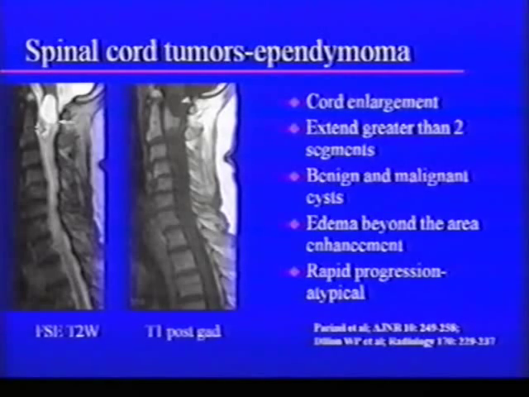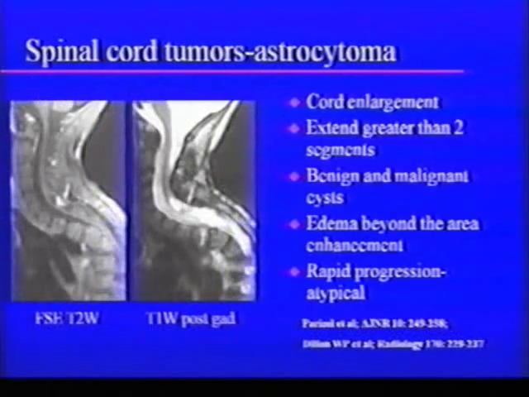Other things that you frequently see, benign and malignant cysts are associated. Here's a cyst associated with this tumor. And the enhancement, the edema, which is this bright signal, often goes beyond where you see the enhancement. This is another example. This is an astrocytoma. Again, there's a cyst involved. The edema goes a long ways.